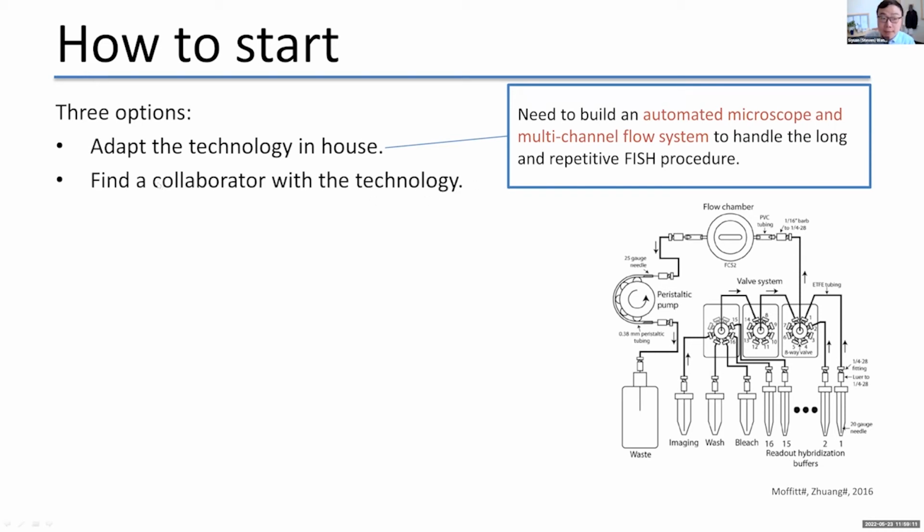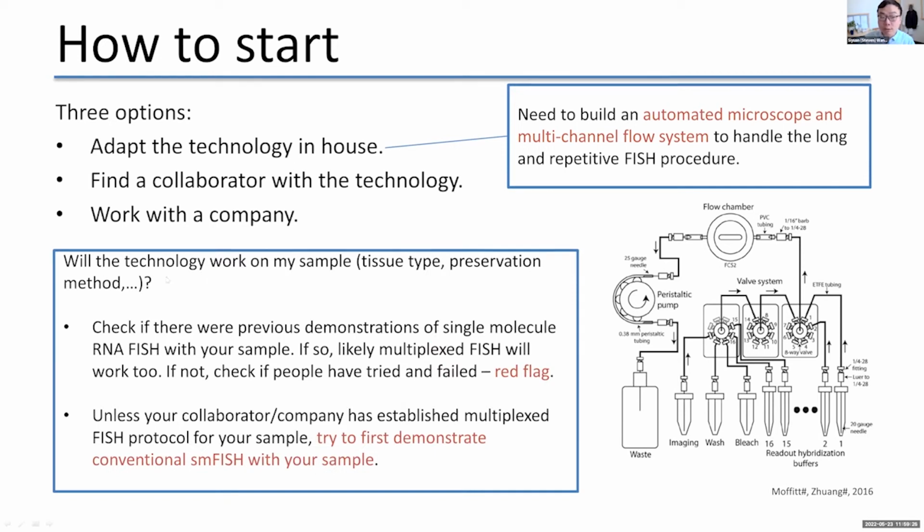And then one can find a collaborator maybe with the technology, or work with a company. There are multiple companies with multiple offerings of multiplex FISH right now, and I'm going to talk about where to find them. And we'll start, the first question people often ask is, will the technology work on my sample, right? So I have this particular tissue type and particular tissue preservation method. Does multiplex FISH work with this? I would say check if there were previous demonstrations of single molecule RNA FISH with your sample. If so, likely the multiplex FISH will work too. If not, that is actually a red flag, and maybe people have tried and failed.